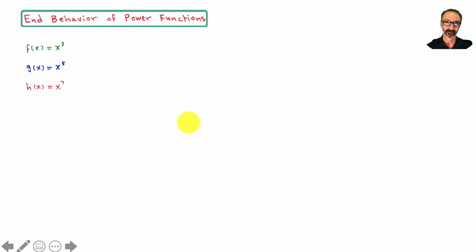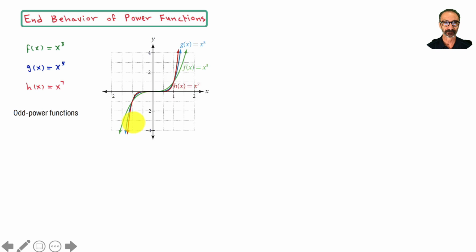Here are the odd functions. X to the third, x to the fifth, x to the seventh, they share the odd exponent, odd power functions. This is how they look. Now the even one goes this way. How come this odd one goes this way? Just like x cubed, we know that from earlier. Plug in 1, you get 1. Plug in -1 times -1 times -1, an odd number of negatives will end up negative. That's why it's not up here, it's down here.